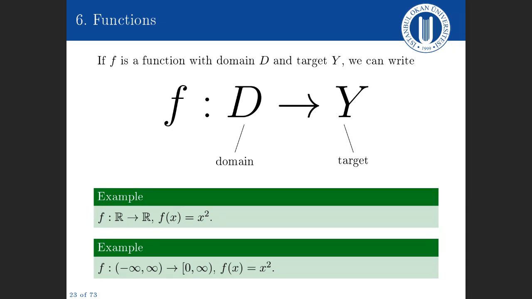How is this a different function? Well, the formula is the same. It's x squared in both. The domain is the same. R is the same as the open interval from minus infinity to infinity. The difference here is the target. The target in the first function is all of the real numbers. The target in the second function is just the closed interval between 0 and infinity. So this is two different functions.